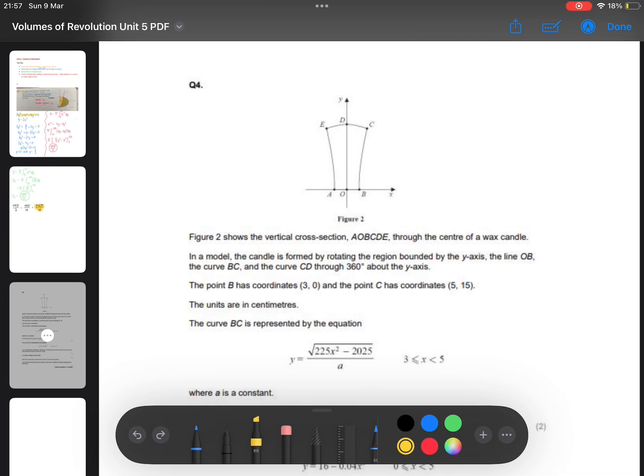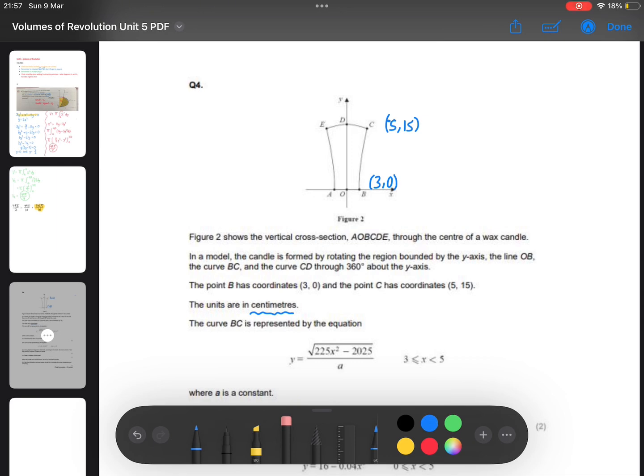In our next question, we've got volumes of revolution being used to model a candle. So we've been told that the candle is formed by rotating the region bounded by the y-axis, the line OB, the curve BC, and the curve DC through 360 degrees about the y-axis. The point B has coordinates 3, 0, and C has coordinates 5, 15, and the units are in centimetres. Always be wary of the unit they give you in case they change it later on.